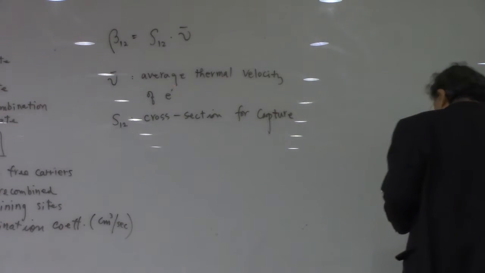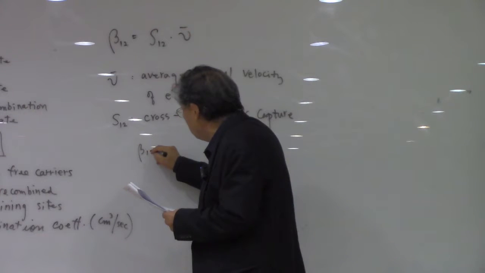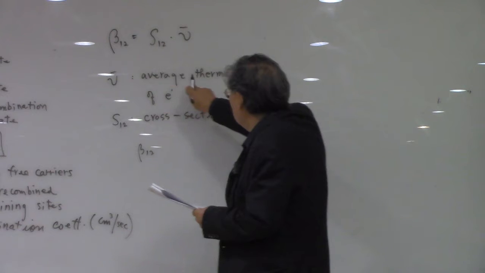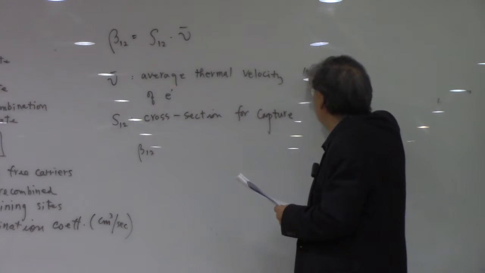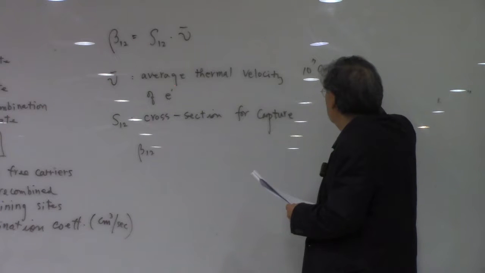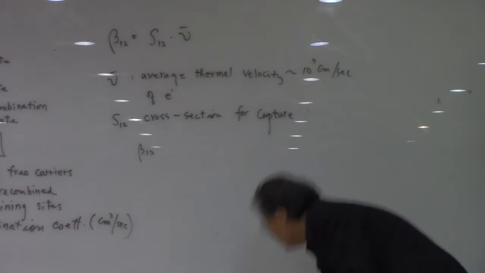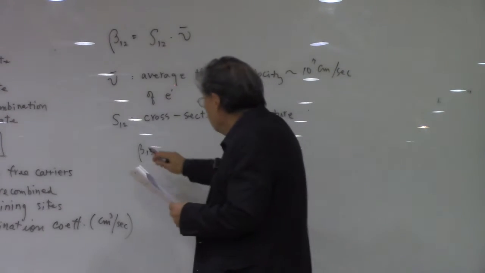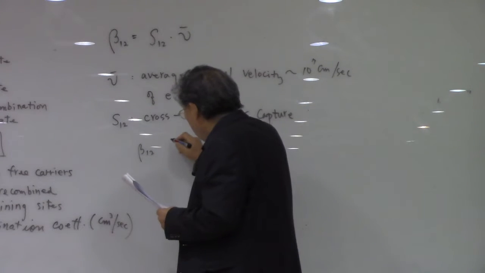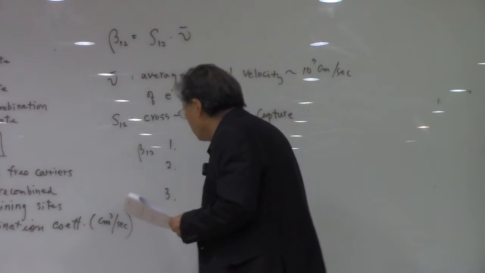And the recombination beta 1, 2 values are known. We know the average thermal velocity is 10 to the 7th centimeter per sec. Okay, that is a typical number. And so for the recombination coefficient, we have 3 cases.